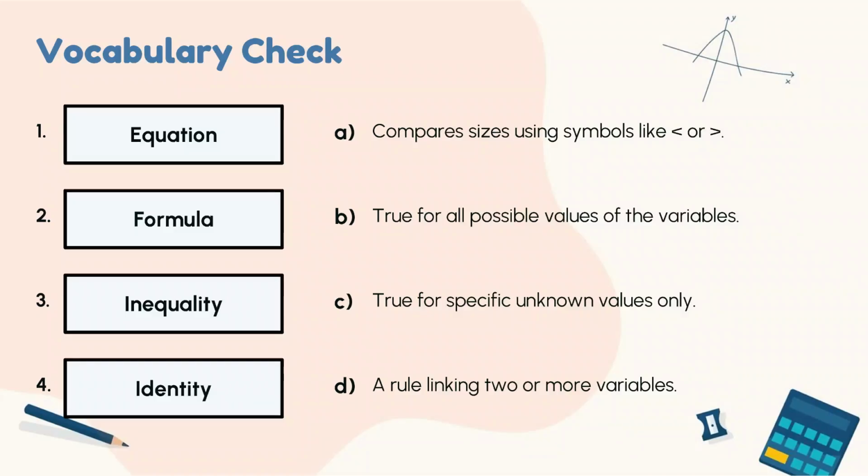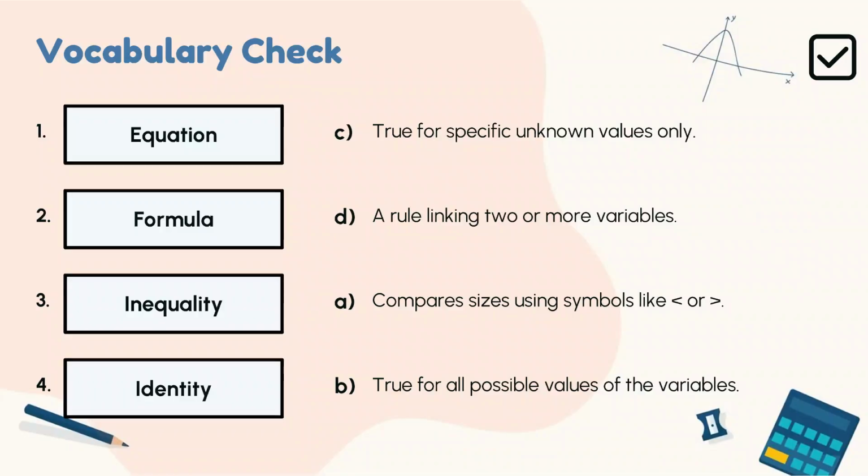The definitions are: compares sizes using symbols like less than or greater than; true for all possible values of the variables; true for specific unknown values only; a rule linking two or more variables. Pause the video and try matching them before we check the answers.